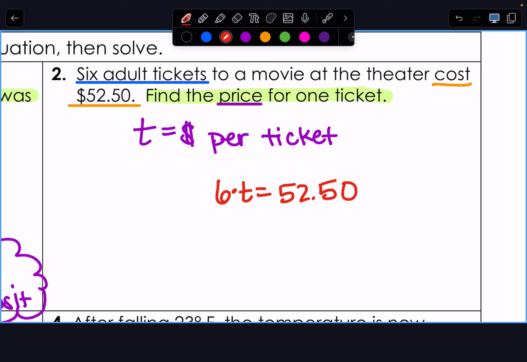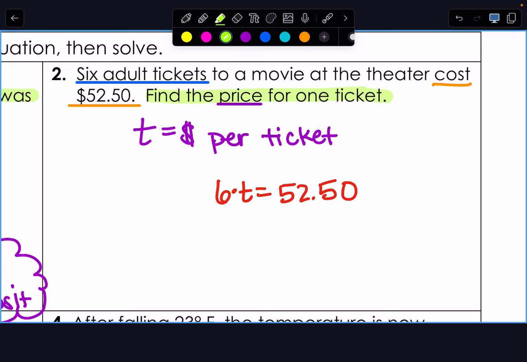Let me give you this example. You go to McDonald's, and French fries are $2 each. You buy 5 French fries. What's your total? 2, 4, 6, 8, 10. 2 times 5 is 10.